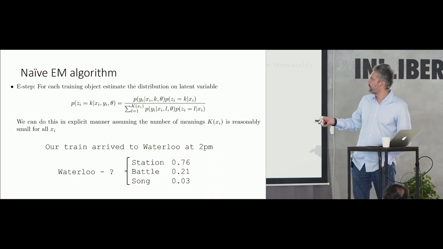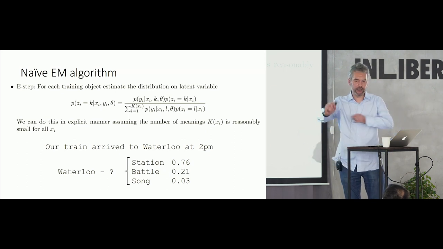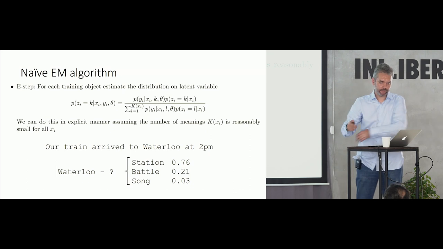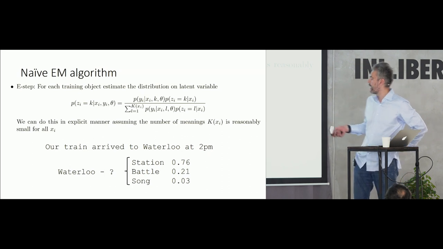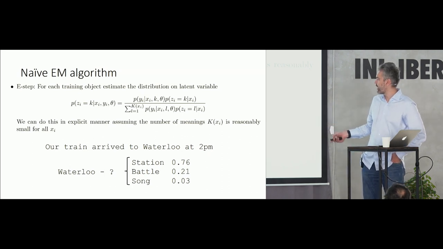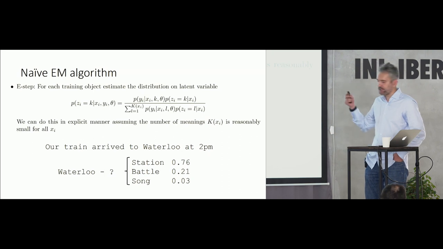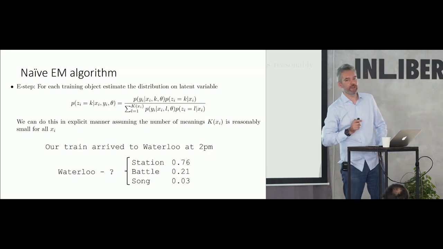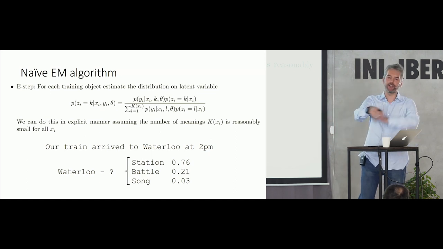At each E step, we should estimate the probability of each meaning of a given word, in a given context, with the current values of parameters, and it can be done pretty easily because here the latent variable is discrete. And for example, when we see such a sentence, our train arrived to Waterloo at 2 p.m., at each step we should obtain something like this. So we should estimate the probability of each sense, station, battle, and so on. And according to the context given by y, we probably should end up with something like this, that station is more probable than battle, which is more probable than so on. This is what we expect to see at the intermediate iteration of our EM algorithm.